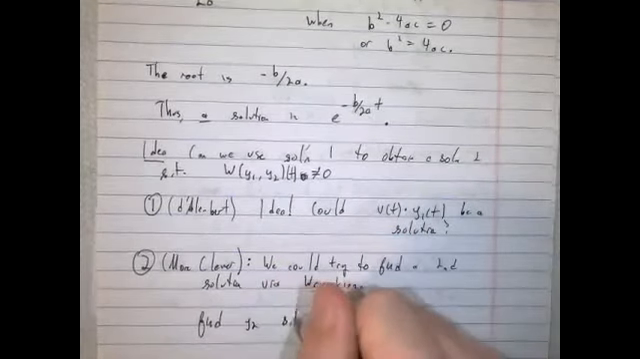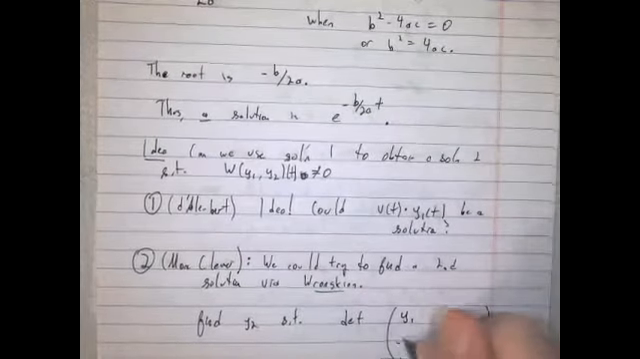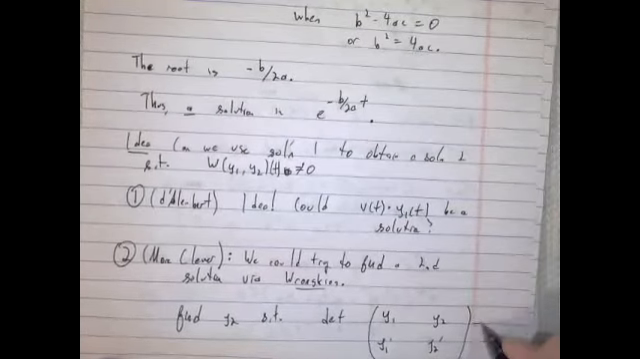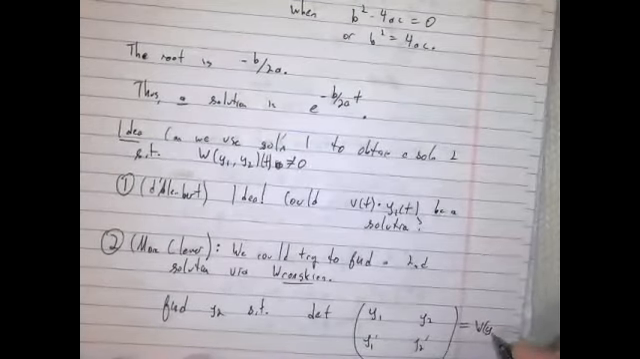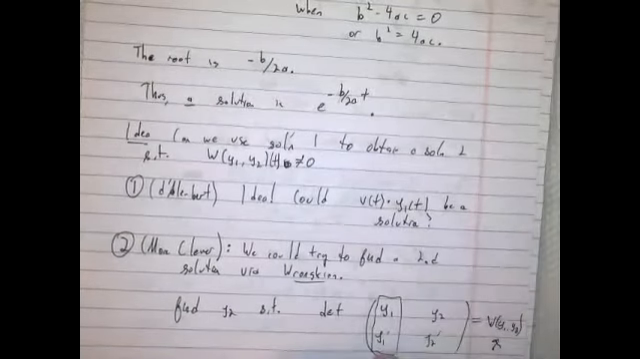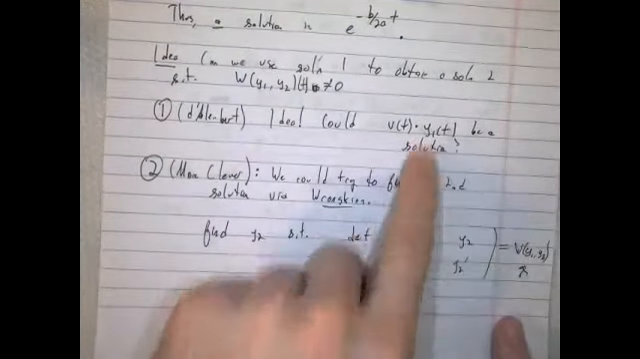find y2 such that the determinant of y1 prime and y2 prime is equal to W of y1, y2. So this thing you know up to a constant. This thing you already know because you've got one solution. Sorry, you kind of can't see what I'm doing. This information you already know because we assume that we have a solution.